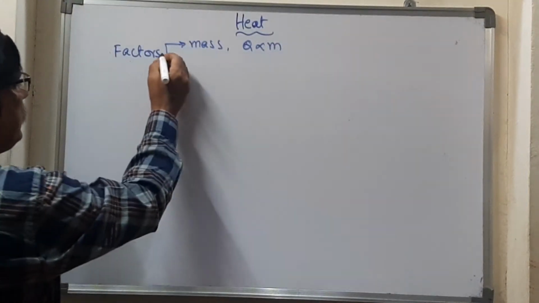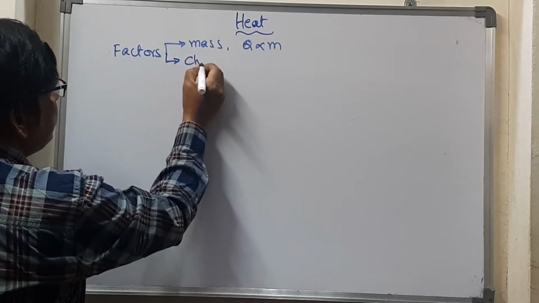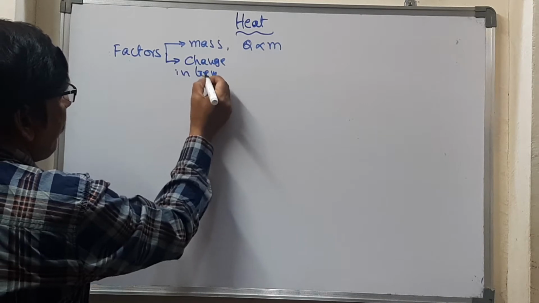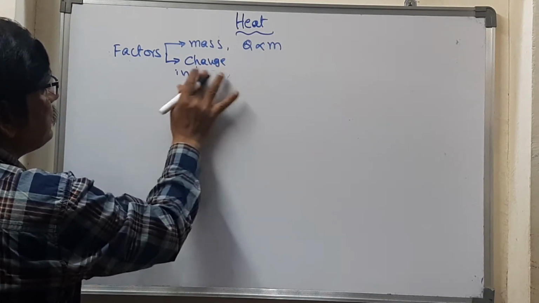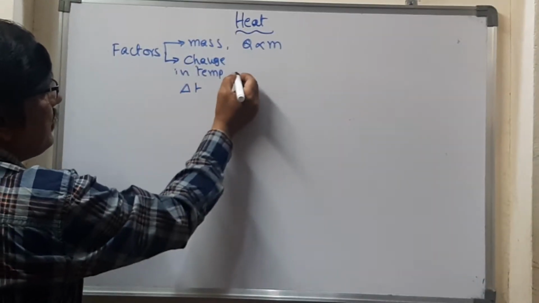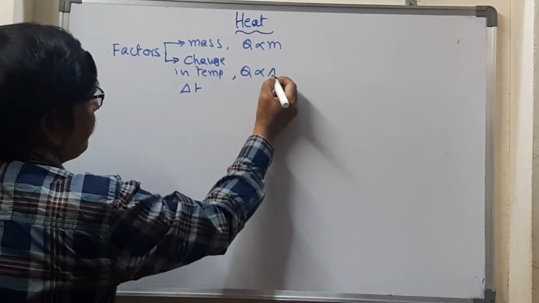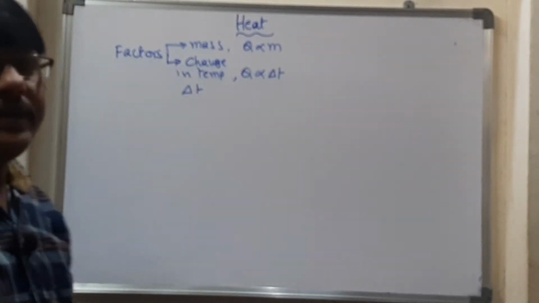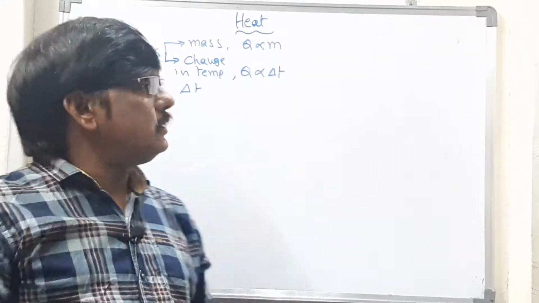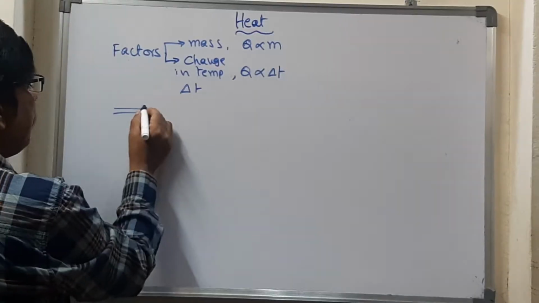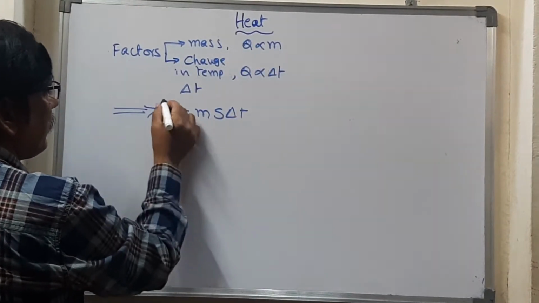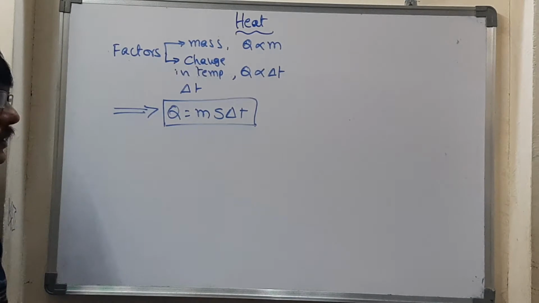The next one is change in temperature. Change is expressed with delta, and temperature is T, so delta T. Heat depends on the change in temperature: when we supply more temperature change, it will be heated more; less temperature change, less heated. Combining these two, we get one equation, the most popular one, and sums will be based on it. That is Q is equal to M s delta T. This is the most popular formula to find the amount of heat given.